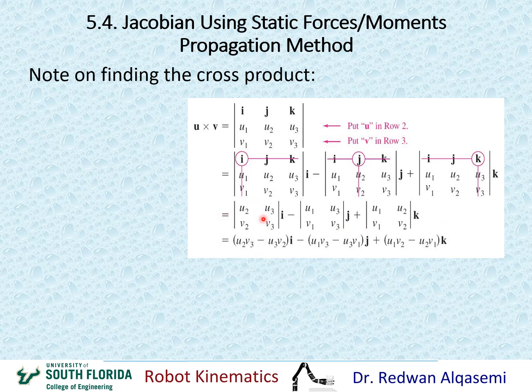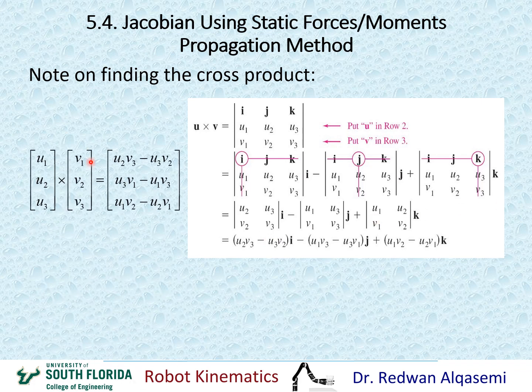Okay, and then finally we get the determinant of this, so u2 v3 minus u3 v2, and that's in the i direction, and then minus, again, the determinant of this is u1 v3 minus u3 v1, and that would be in the j direction, and then for the third term we have u1 v2 minus u2 v1, and that would be in the k direction. Okay, so if you put these in their corresponding spaces, then the cross product for u and v would be, this would be in i, this would be in j, and this would be in k.